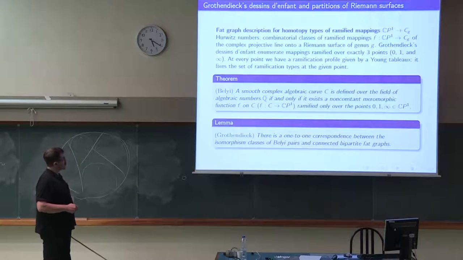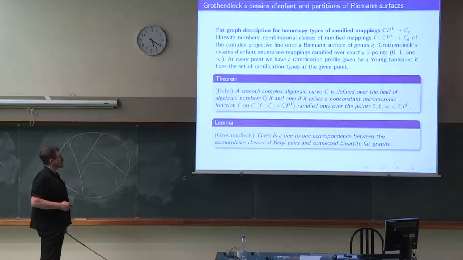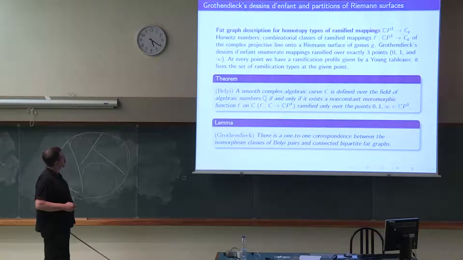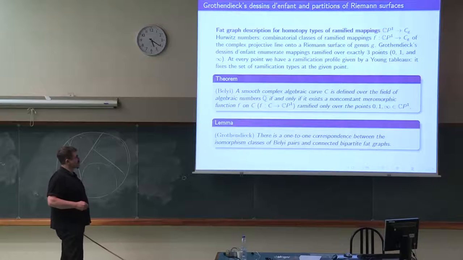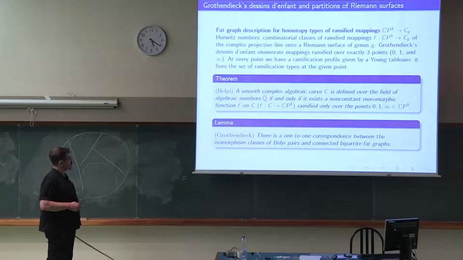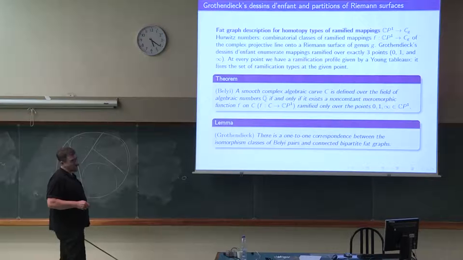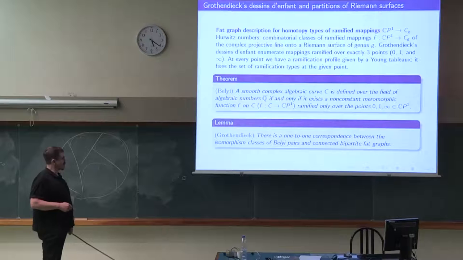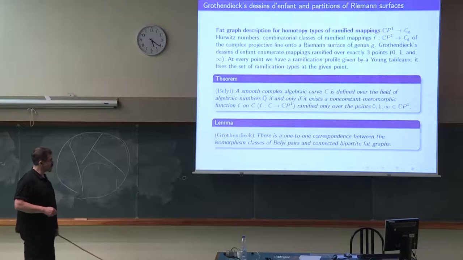Why was it so important in mathematics? It's based on the theorem by Belyi, who stated that if we have a smooth complex algebraic curve defined over the field of algebraic numbers, then it is defined only when we have a non-constant meromorphic function on it that has ramifications only over exactly three points. And then it was an observation by Grothendieck that there is a one-to-one correspondence between isomorphism classes of Belyi pairs and connected bipartite fat graphs.